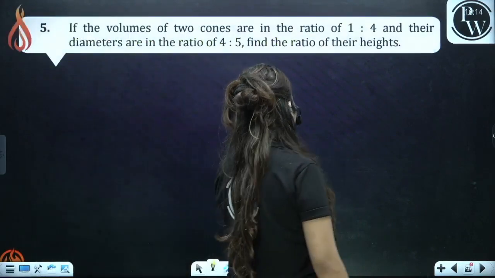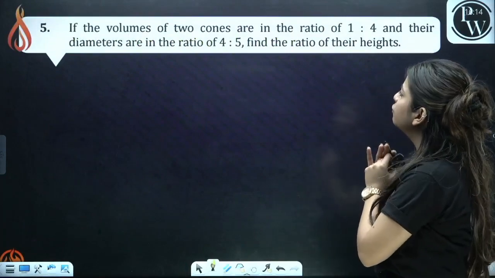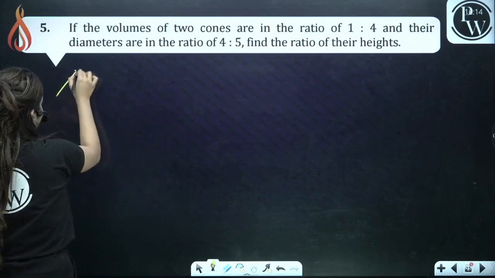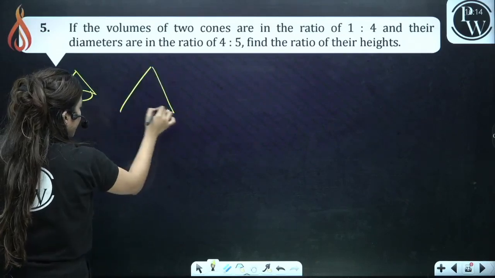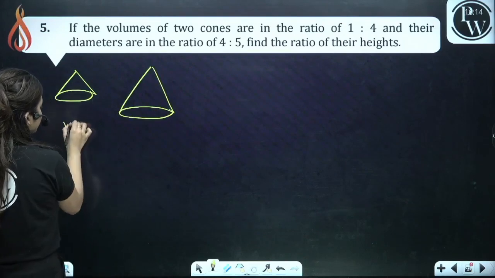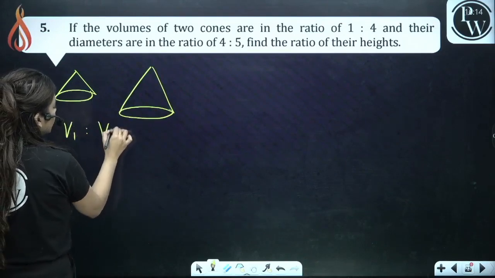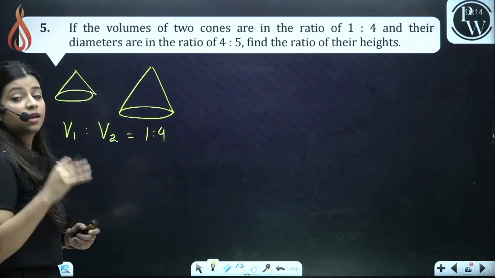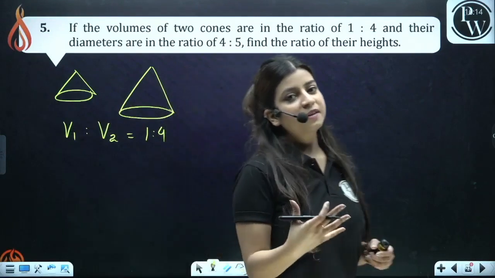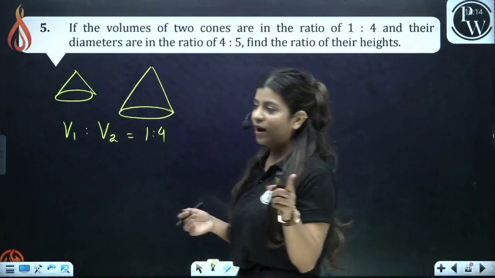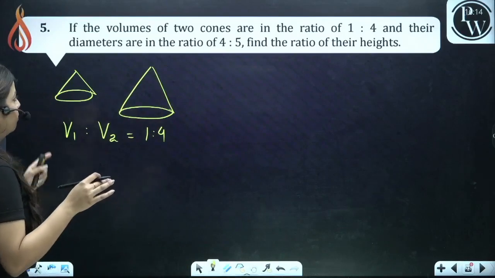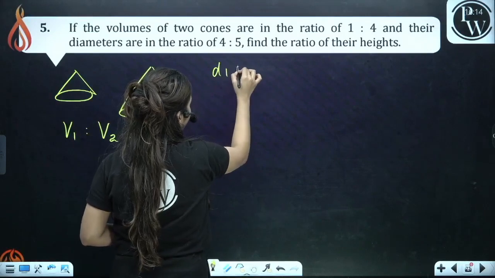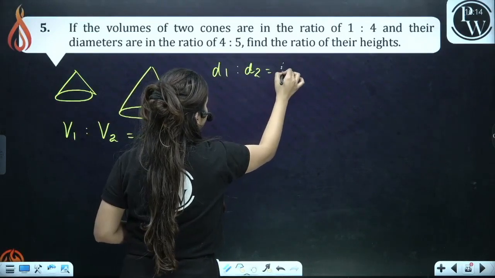Okay, let's move forward. The next question. If the volumes of two cones are in the ratio 1 is to 4, what is this saying? That we have one cone and we have another cone. What is given? The volume of first cone is to the volume of second cone is equal to 1 is to 4. What is the second thing given? The diameters are in the ratio 4 is to 5. That means D1 is to D2 is 4 is to 5.